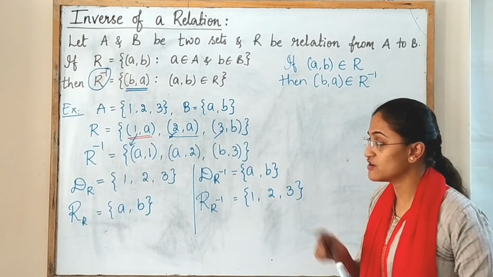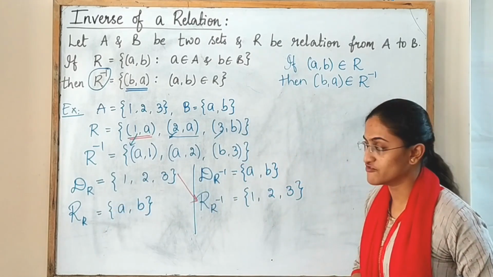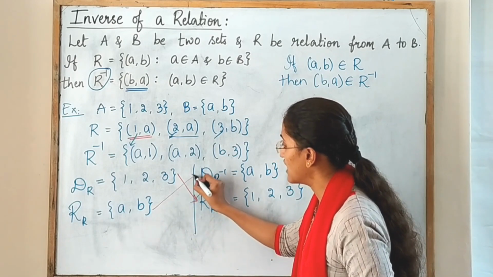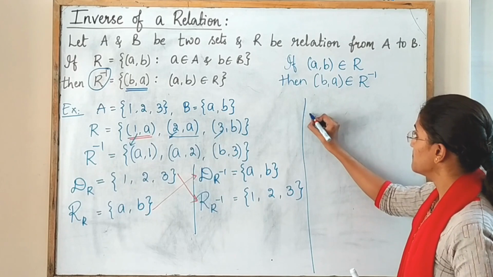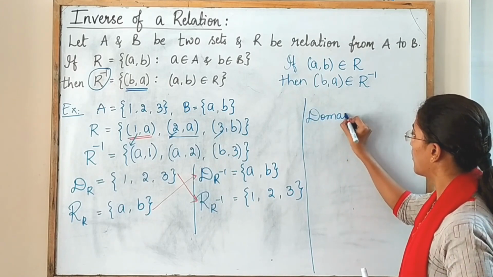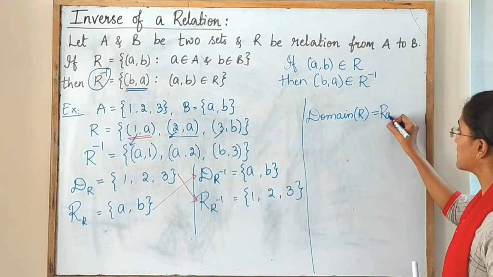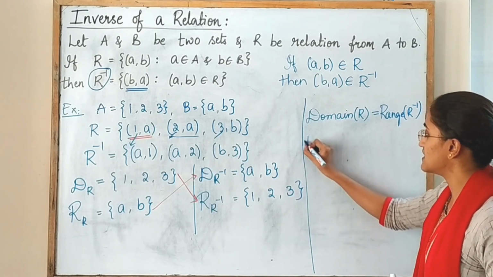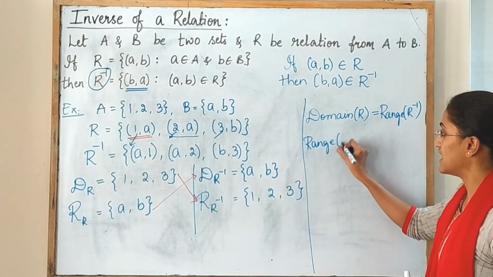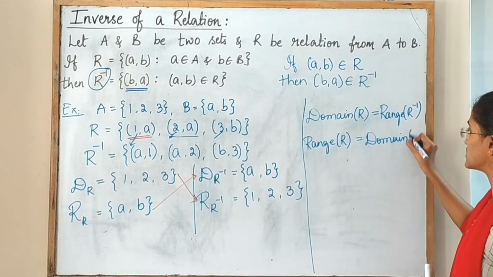You can clearly notice that the domain of R will be the range of R inverse and the range of R will be the domain of R inverse. And hence you can tell that the domain of the relation R will be equal to the range of the relation R inverse, and similarly the range of the relation R will be equal to the domain of the relation R inverse. That's all for the day.